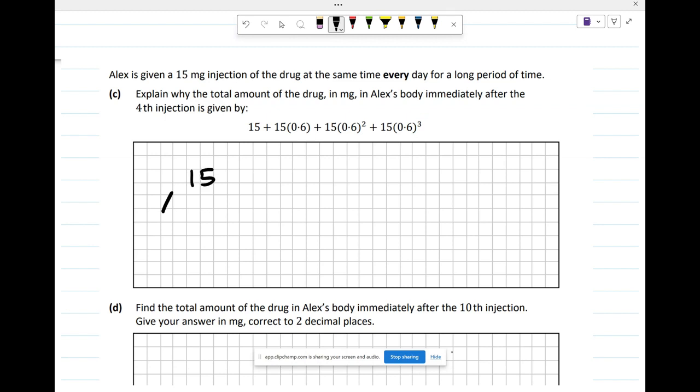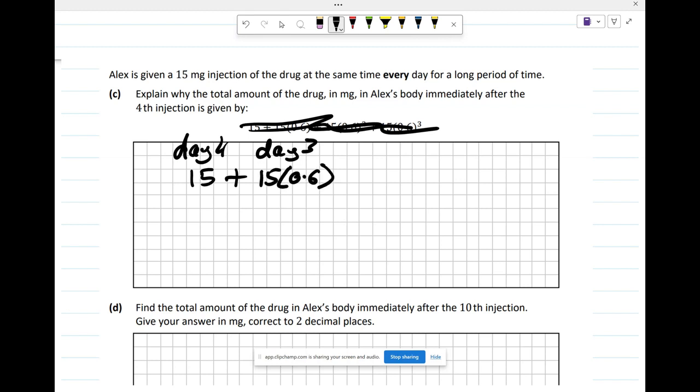So straight away we know he definitely has, let's forget about this for a minute, he definitely has 15 milligrams in his body. We know that for certain because we just injected him. But what he also has is all the drug in his body from the injection the previous day. So this injection, this is day 4, say. So on day 3, he also had an injection, and now this drug has had a day to decrease. So it's 15 times 0.6. So it's had a day, it's had a chance to decrease by 40%.